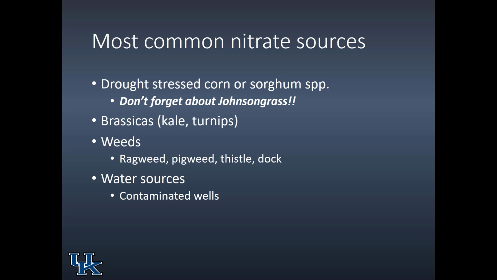Our most common nitrate sources are drought-stressed corn or sorghum species, but I don't want you to ever forget about Johnson grass, because it can be a source of both nitrates and prussic acid. Brassicas can also be a source, as can the weeds ragweed, pigweed, thistle, and dock. You will also notice, and be relieved, that these are weeds that livestock don't readily consume. Nitrates can also enter the diet of a ruminant through water sources, through contaminated wells.